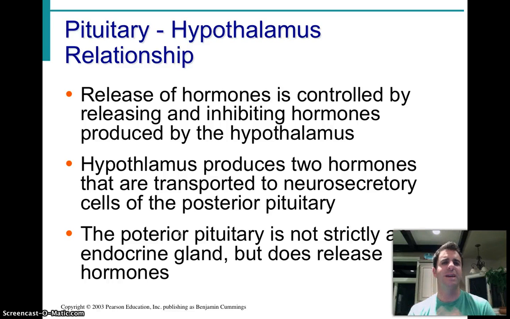So how do the pituitary and hypothalamus work? First of all, the hypothalamus will release a hormone that affects the anterior pituitary. The release of hormones is controlled by releasing and inhibiting hormones produced by the hypothalamus. So the hypothalamus can secrete a hormone that will block the pituitary from releasing anything or activate it. The hypothalamus is going to produce two hormones that are transported to the posterior pituitary through neurosecretory cells, meaning it's a neuronal path. It's not through the bloodstream.